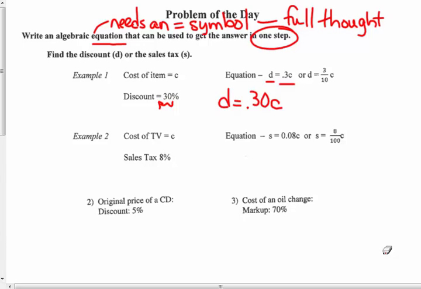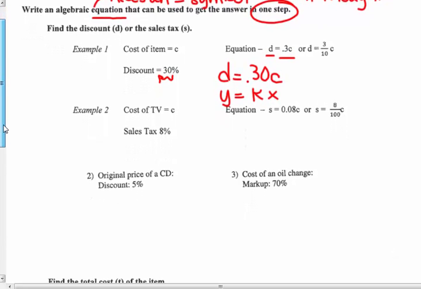So I'm using two variables here. It's like Y equals K, my rate of percent, 30%, X, using two different letters. The cost of the item, $60, $50, $90, $80. If the discount is 30%, change the percent to a decimal and multiply by the cost to get the discount. So D equals 3/10 C.